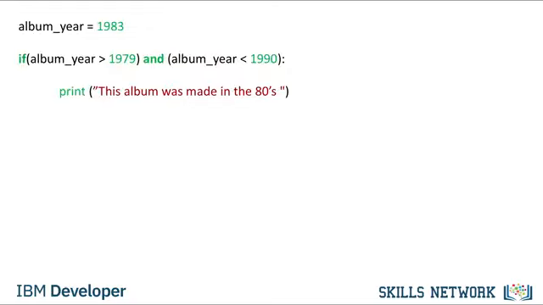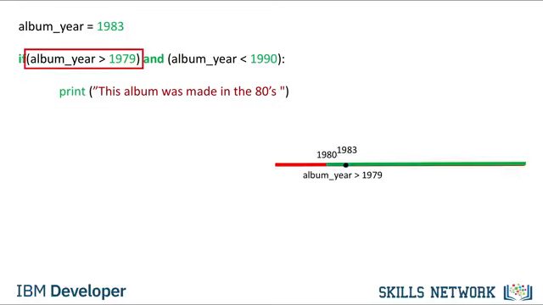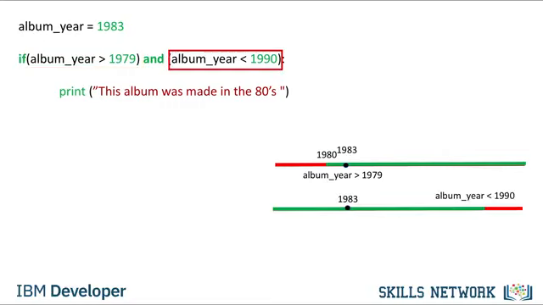The following lines of code will print out: this album was made in the 80s if the variable album year is between 1980 and 1989. Let's see what happens when we set the album year to 1983. As before, we can use the colored number line to examine where the condition is true. In this case, 1983 is larger than 1980, so the condition is true. Examining the second condition, we see that 1989 is greater than 1983, so this condition is also true.